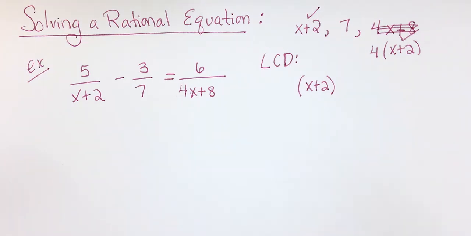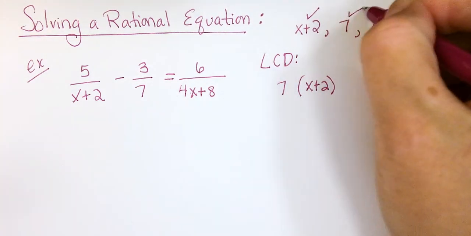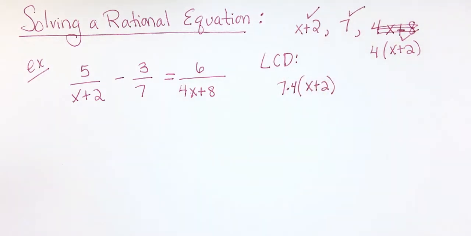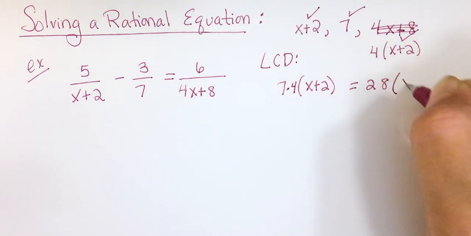Now I want you to go through and include anything else that has not been included so far in the LCD. So we have a 7 that needs to be included, and we have a 4 that needs to be included. And we're going to multiply these together. So our LCD is going to be 28 times x plus 2.